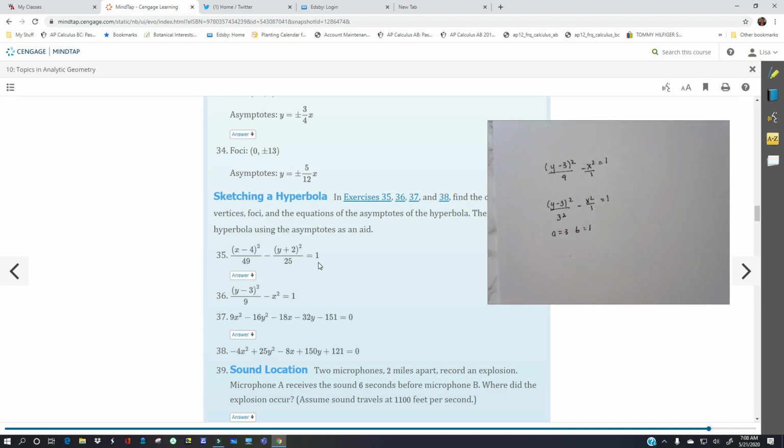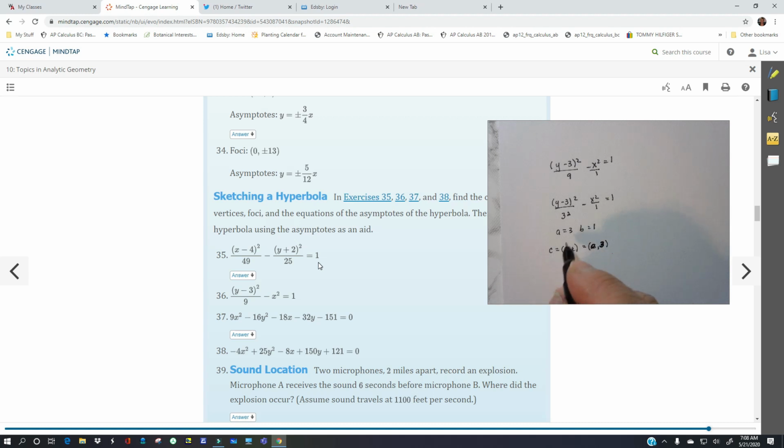Okay, now I have to find the center. Well, the center's easy. It's h, k, right? And h is 3. Now k is 0. Done. So my center is 3, 0. No, wait a minute here. Sorry, it's too early in the morning. 0, 3. I'm sorry, 0, 3. Okay, so it's 0, 3.